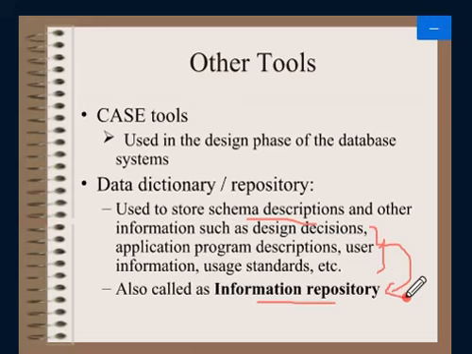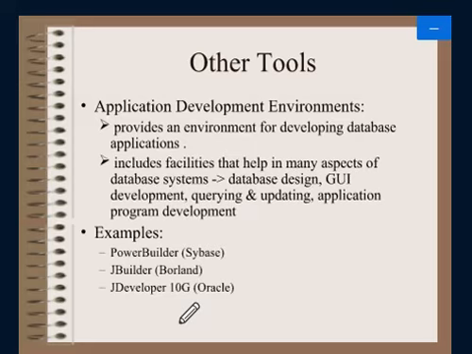A data dictionary utility is similar to our DBMS catalog, but it includes a wide variety of information and is accessed mainly by users rather than by the DBMS software. Next, we have another tool called the application development environment. Some examples are PowerBuilder of Sybase, JBuilder of Borland, and JDeveloper of Oracle. These are some of the examples of application development environments.